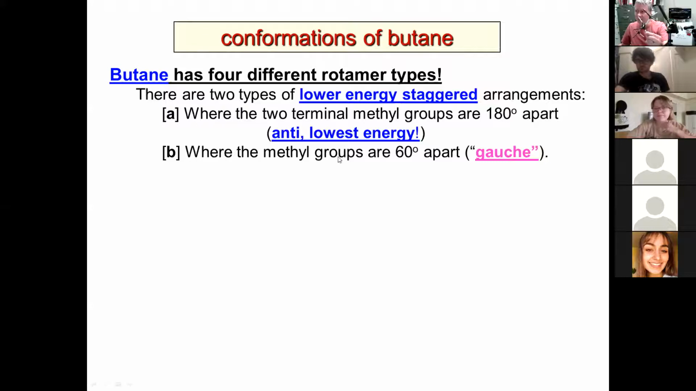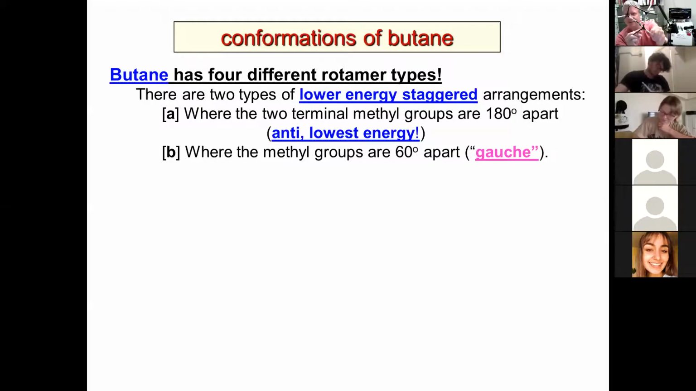And then there's going to be another one where the methyls are 60 degrees apart. I'm just going to show this. This staggered one is up here. It's hard for you to see. I'm having difficulty showing this on my webcam, but the Newmans will help. Okay, so this is the alternate staggered. It's staggered though. This has a French name. It's called gauche, G-A-U-C-H, which I don't know anything about the French language except that gauche I think means kind of awkward, and this is a little bit awkward.